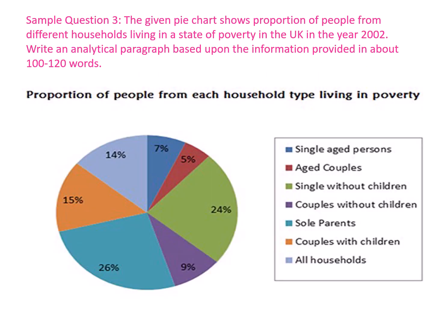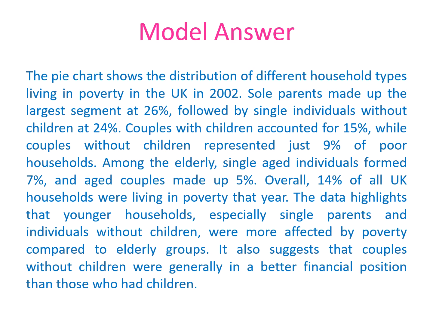Sample question 3. The given pie chart shows the proportion of people from different households living in a state of poverty in the UK in the year 2002. Write an analytical paragraph based upon the information provided in about 100 to 120 words. Model answer. The pie chart shows the distribution of different household types living in poverty in the UK in 2002. Sole parents made up the largest segment at 26%, followed by single individuals without children at 24%.